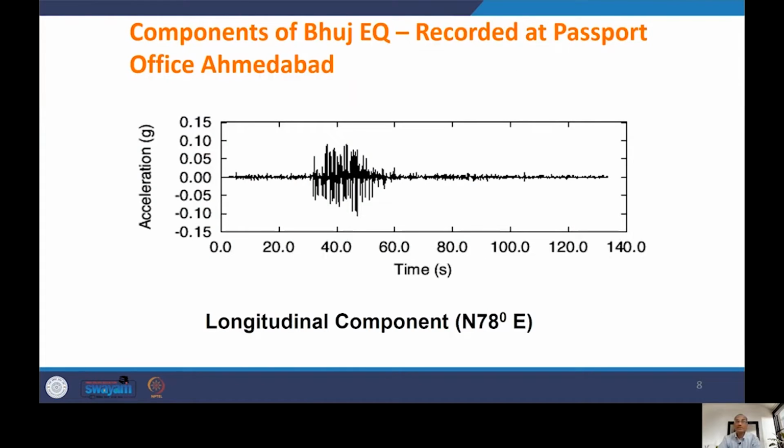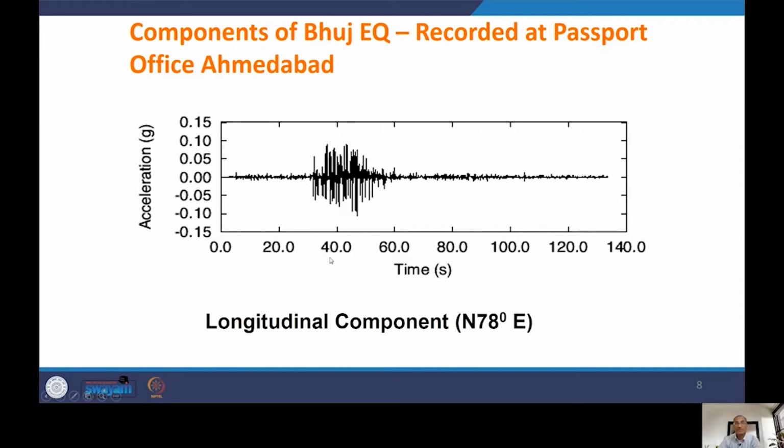So this is one of the components of the Bhuj earthquake recorded at the Passport Office of Ahmedabad. This component is called the NE component, one of the horizontal components. That means the angle it makes with the north is 78 degrees, and it is in the quadrant between north and east. What you could see here is basically an acceleration time history. On the y-axis acceleration is given in terms of g, and on the x-axis time is given in seconds.